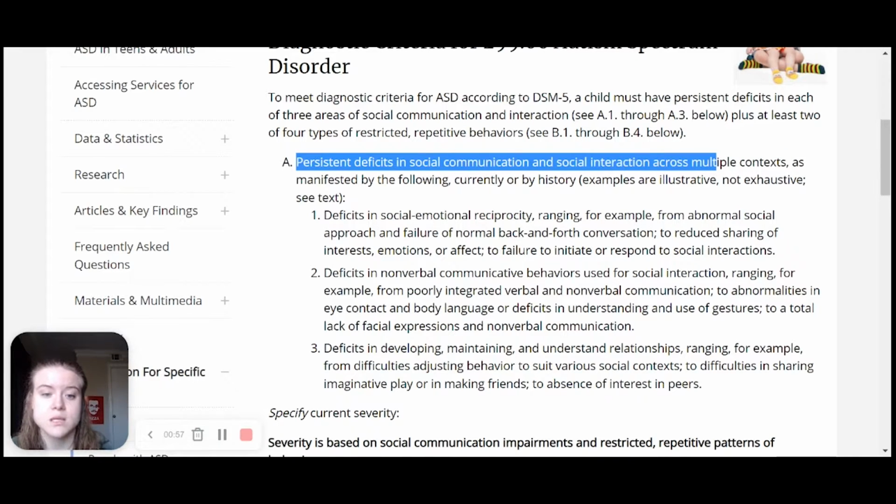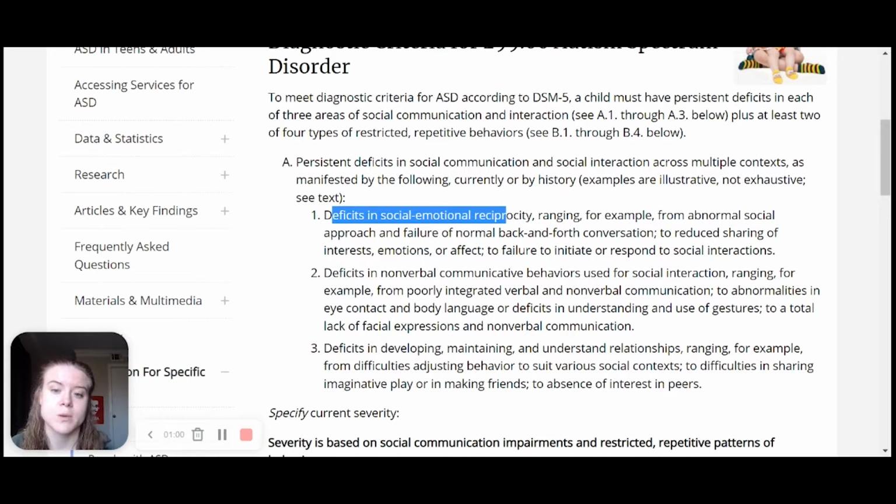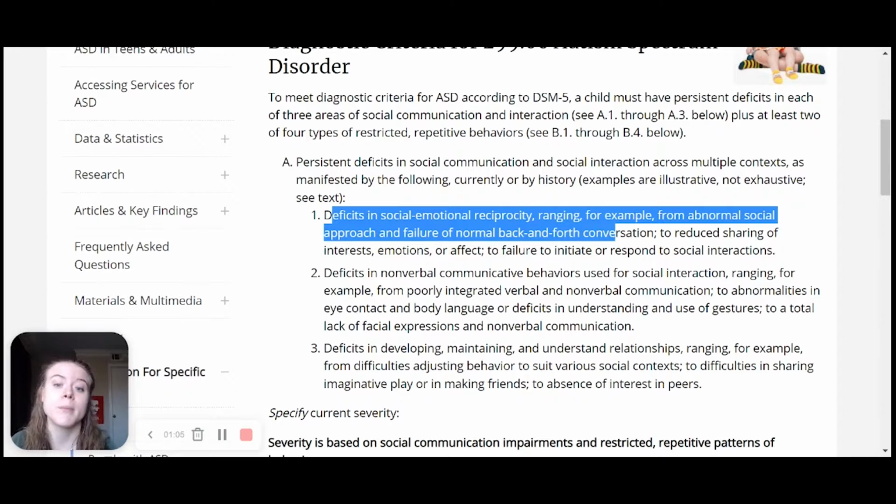And this happens when there are deficiencies in social emotional reciprocity, ranging, for example, from abnormal social approaches and failure of normal back and forth conversation. So this means that somebody has a hard time with social interactions and definitely new things. Someone with autism might have a hard time knowing social cues, or have difficulty looking people in the eye. What's another example? New social interactions. New things are hard, but everybody who has autism is different.